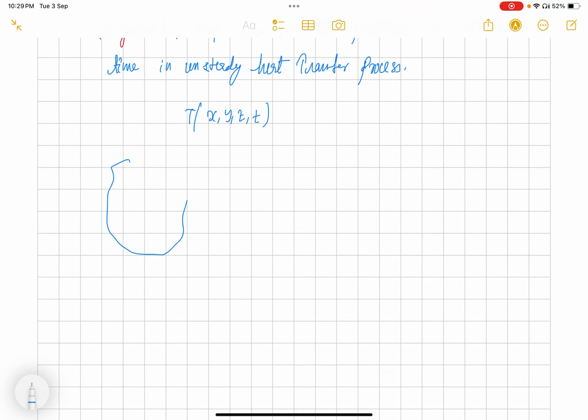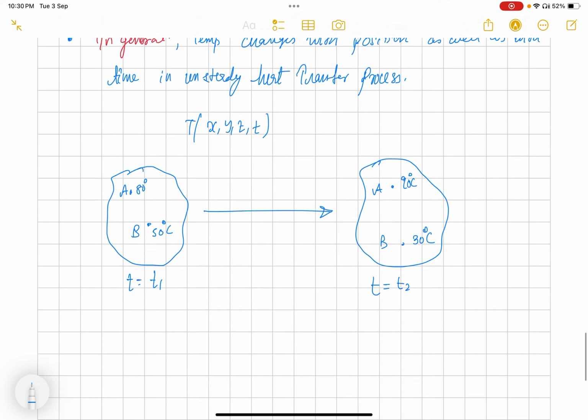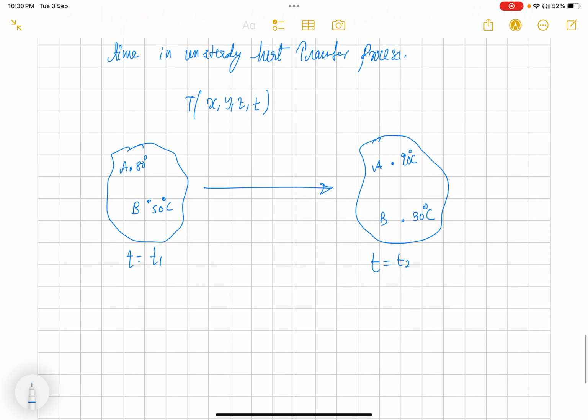Let's say this is some block, one point at 100 degrees Celsius, A, and another point at 50 degrees Celsius. So there is temperature variation with respect to position. And let's say we are observing at T1, and the same block if we are observing at time T2, and the same two points A and B, and if the temperature is changing, it means, so this is the point I'm trying to explain by this figure.